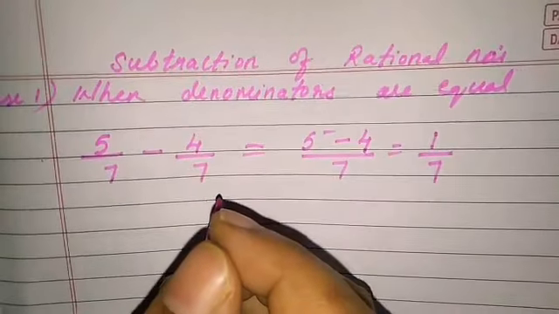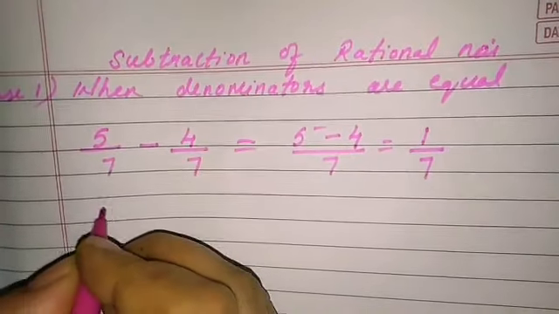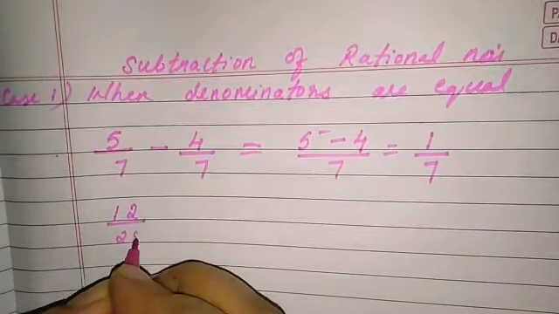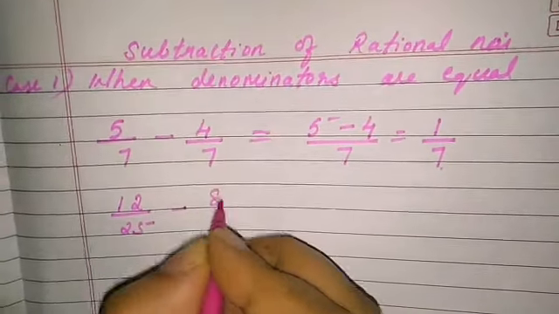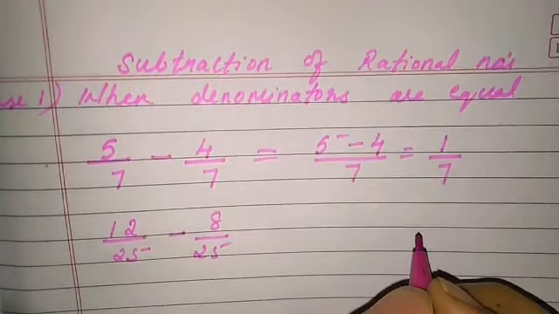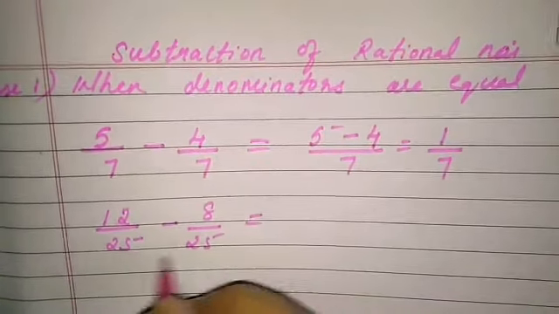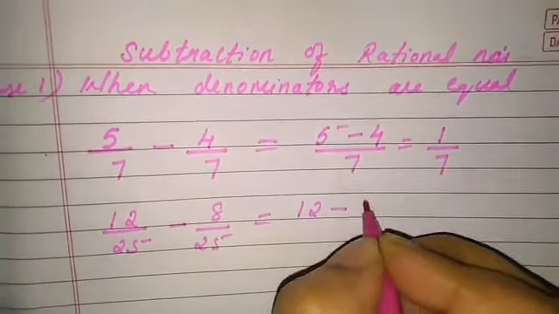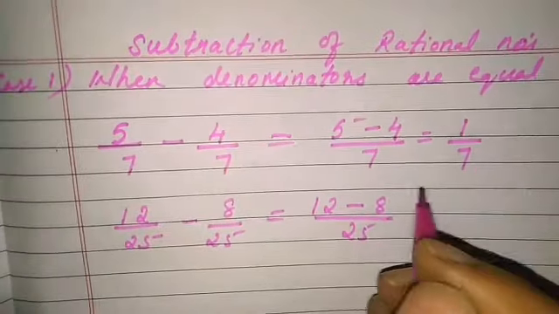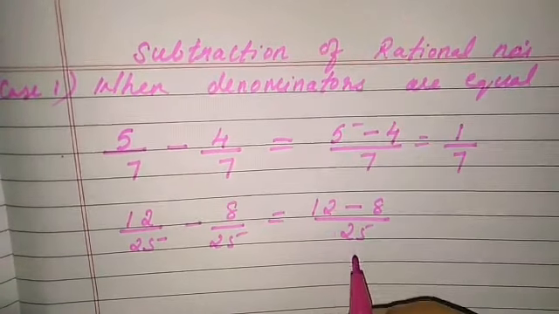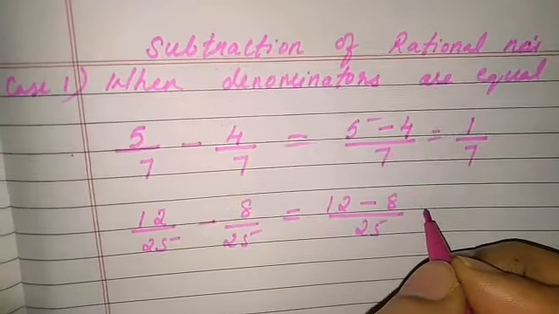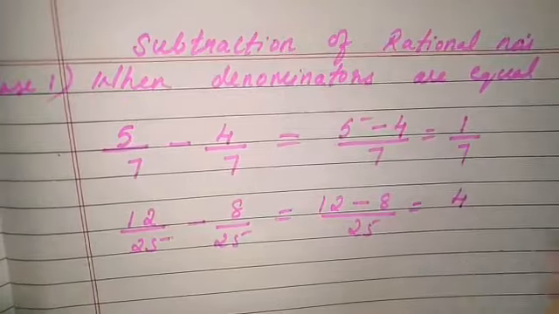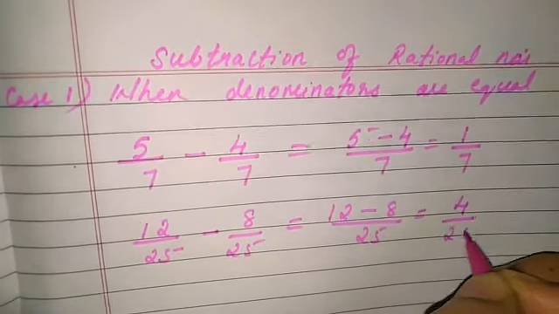Let's take one more problem. So let's say 12 by 25 minus 8 by 25. Here also the denominators are the same. So I'm just going to subtract 8 from the 12. So 12 minus 8 by 25. We're going to perform the operation on the numerators, and the denominator is going to be the same. So 12 minus 8 gives us 4 by 25.